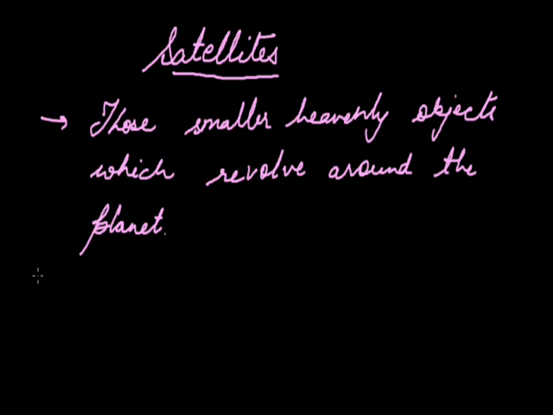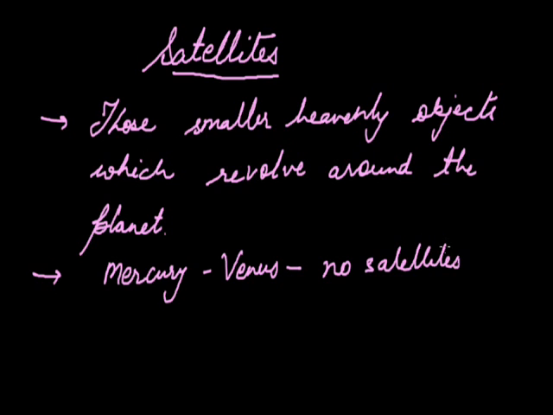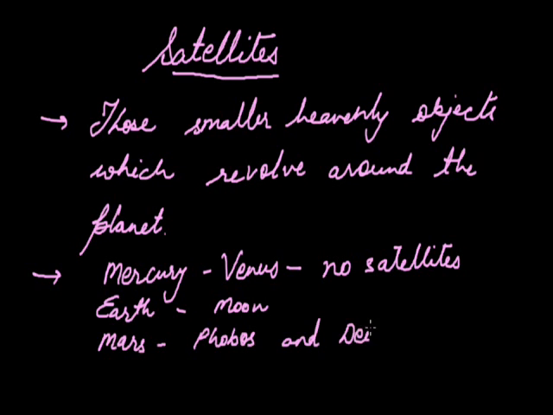As we know that Mercury and Venus have no satellites, Earth has one, the beautiful moon. Mars has two, Phobos and Deimos. Then we know Saturn, Jupiter, Uranus, Neptune all have many dozens of satellites. Now we have to talk about our beautiful satellite, the moon.